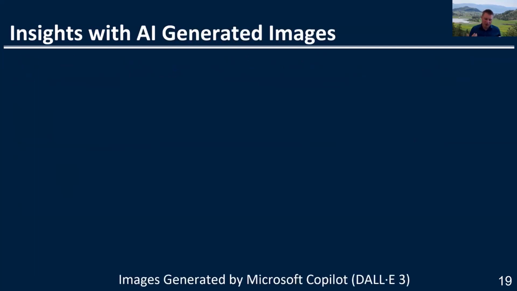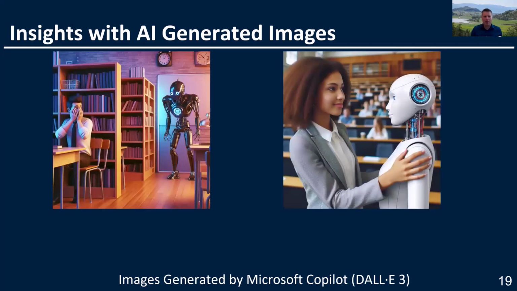So as I said, if you've ever generated AI images, it's not an easy thing to get exactly the message you want. But I thought it would be fun. My summary of this particular part was with two particular images that I asked AI to generate. So this is coming from DALL-E 3.